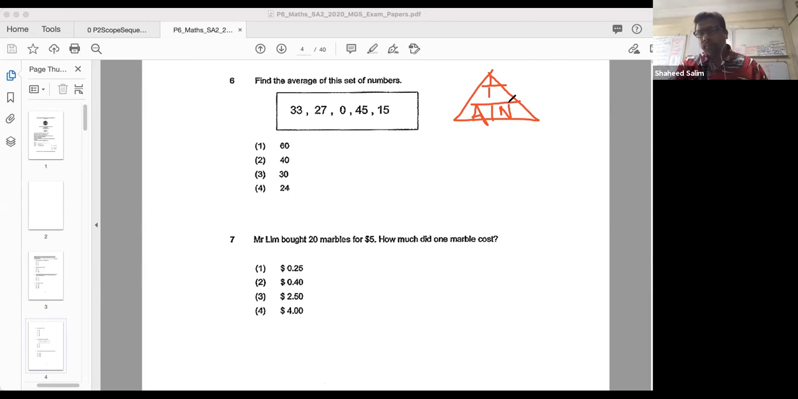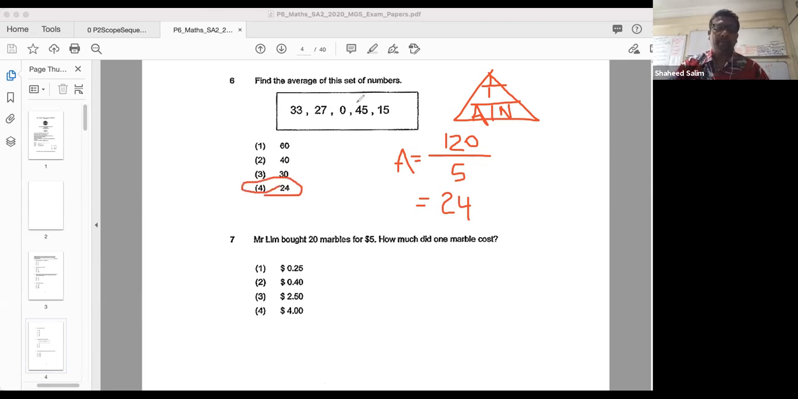Okay, now Izzat. What's the total? You add the total. Average equals total divided by number. Total, add on this, how much do you get? The numbers are there: 1, 2, 3. You divide, you get 24. She adds together 33 plus 27, 60. 60 plus 0, then after that you plus 45, 50, get 120. Divide by 5 numbers, you get 24, number 4.